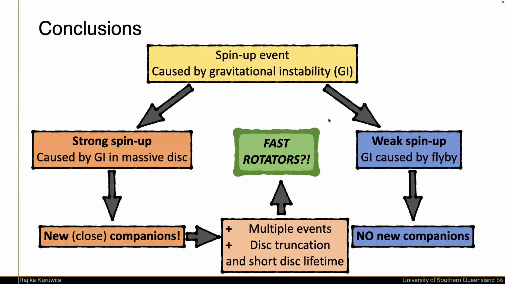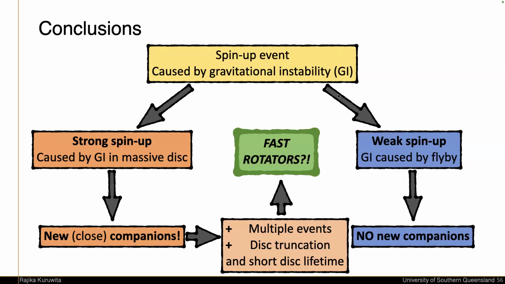So these were the main takeaways from the paper. Yes, binary star formation could spin up stars, and we see two main pathways. One of them is you have an initially massive disk that is gravitationally unstable. The GI can spin up the star by dumping high angular momentum material into the inner disk. And from those instabilities, you get companions.